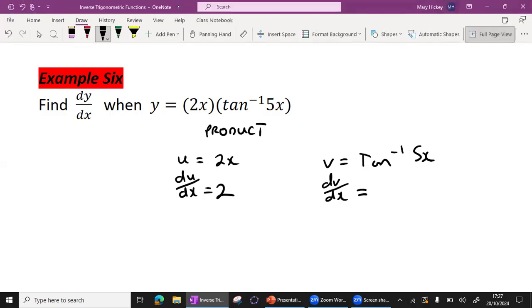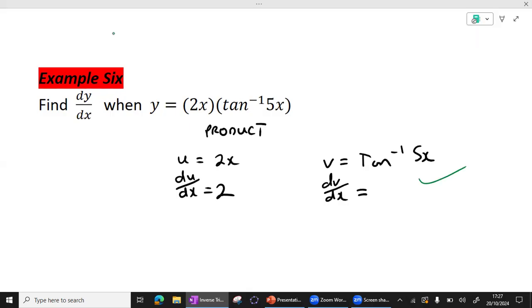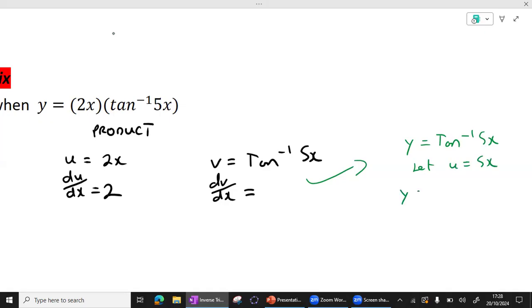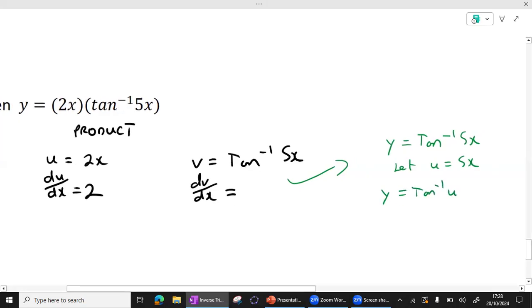Now, to do du dx, I get 2, so that's straightforward. To do dv dx, now there's a little bit more to it. So again, I'm going to change the color of my pen and I'm going to go over to the side. I'm going to do the sum as if it's a brand new sum. So I'm going to allow y is equal to this guy. I'm going to let u is equal to 5x. Now this u is not the u in the product. This is just me going off to the side and saying that y is equal to the tan inverse of u, and u itself is 5x.